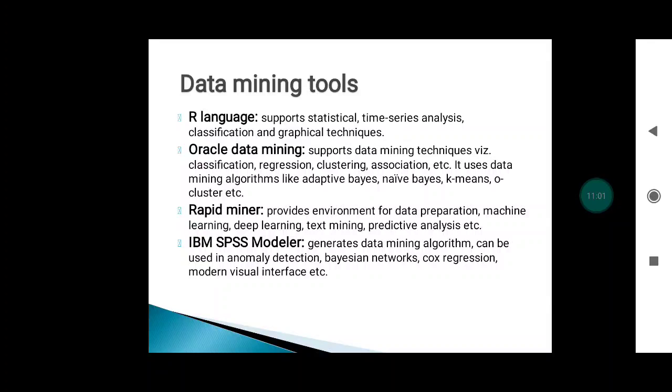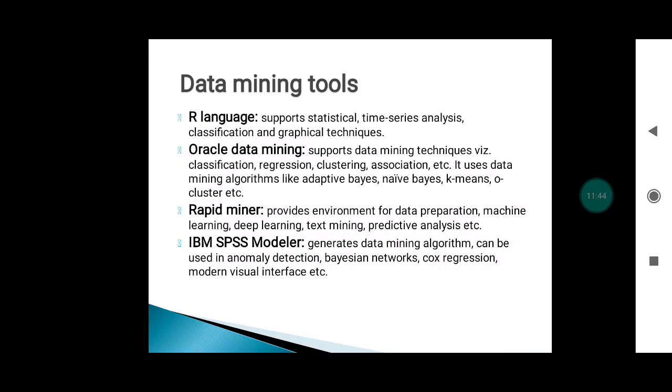Then we have Oracle Data Mining, which supports data mining techniques, namely classification, regression, clustering, association, etc. So all these techniques are used under data mining in order to analyze different types of data and in different domains. So basically the different data mining algorithms it uses are adaptive Bayes, naive Bayes, k-means, and O-cluster, etc. that provide us with certain values which are very much useful for prediction purposes.